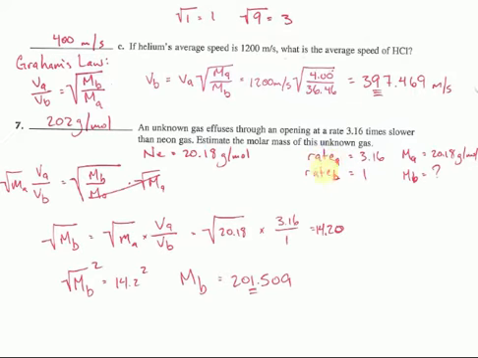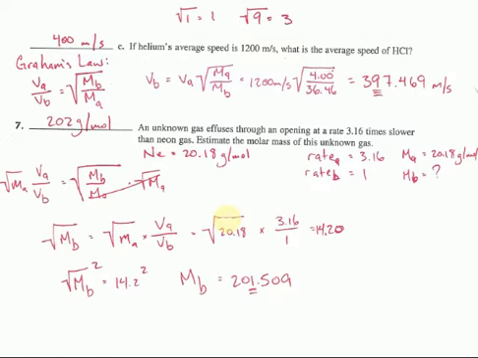So we have rate A, we have rate B, we have the molar mass of A because the question told us it's neon. We look at the periodic table, it's 20.18 grams per mole. And so we're asked to solve for the molar mass of B. So we'll use our Graham's law over here and we'll rearrange it to have the square root of the molar mass of B equal to the square root of molar mass A times velocity A divided by velocity B. All right, plug these in here.